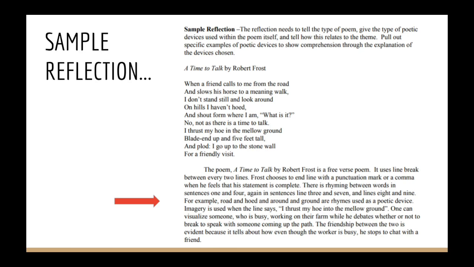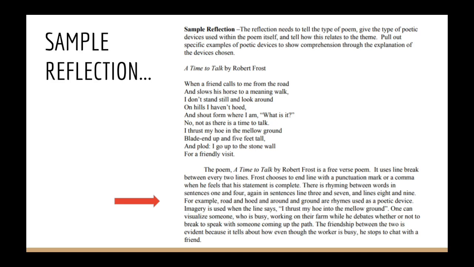I'll let you look over the poem on your own time, so you can pause this video and read the poem. What I want to focus on in this video, though, is the reflection at the bottom where the red arrow is. I'll read the reflection for you. The poem, A Time to Talk by Robert Frost, is a free verse poem. It uses a line break between every 2 lines. Frost chooses to end a line with a punctuation mark or comma when he feels that his statement is complete. There is rhyming between words in lines 1 and 4, again in lines 3 and 7, and lines 8 and 9.